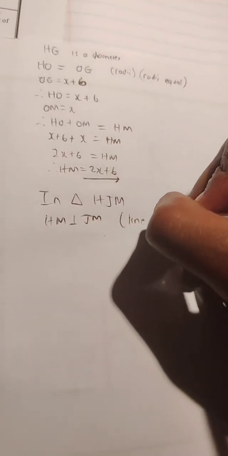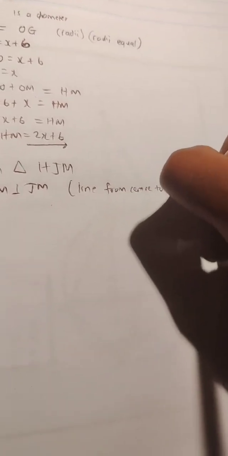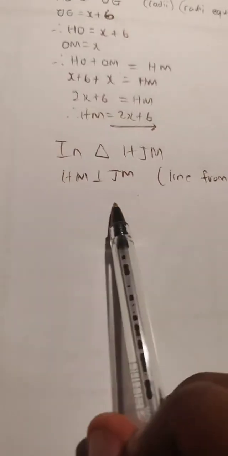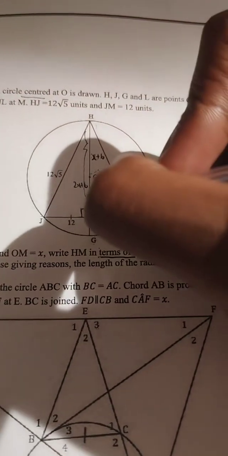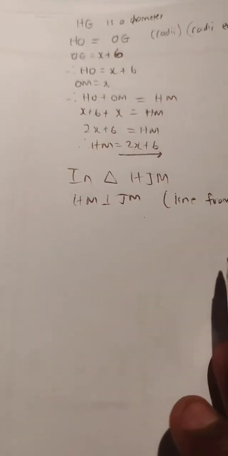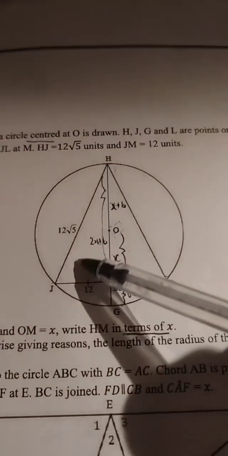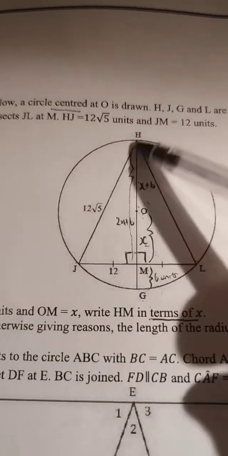The line from center to midpoint of chord. When I say HM is perpendicular to JM, I am in other words saying that is 90 as well as that is 90. That is encapsulated in HM being perpendicular to JM. Then in that triangle, I'm not going to use Pythagoras. I'm going to say HJ. Take the square of the hypotenuse side. HJ, I'm going to take HJ and square it.